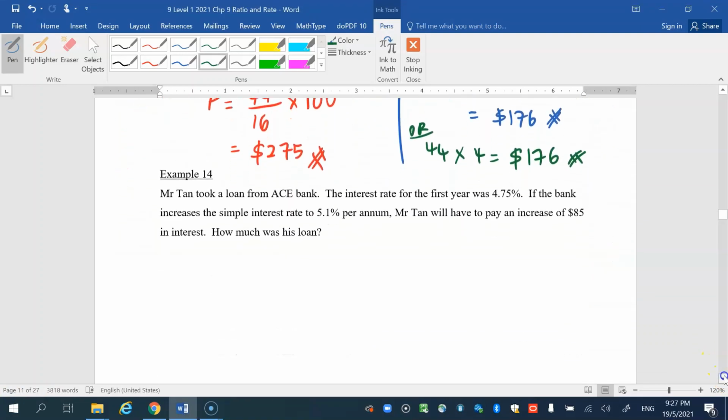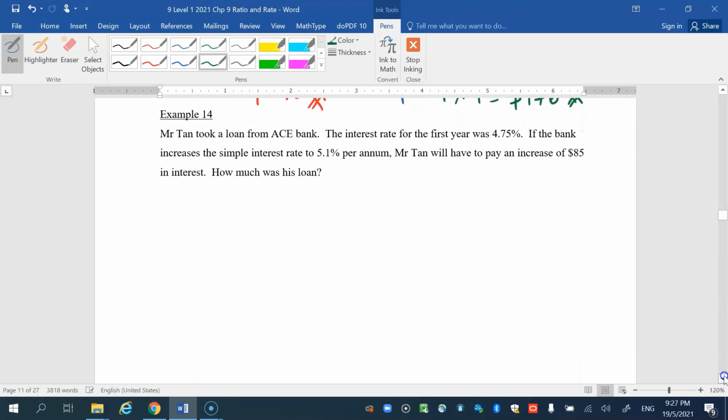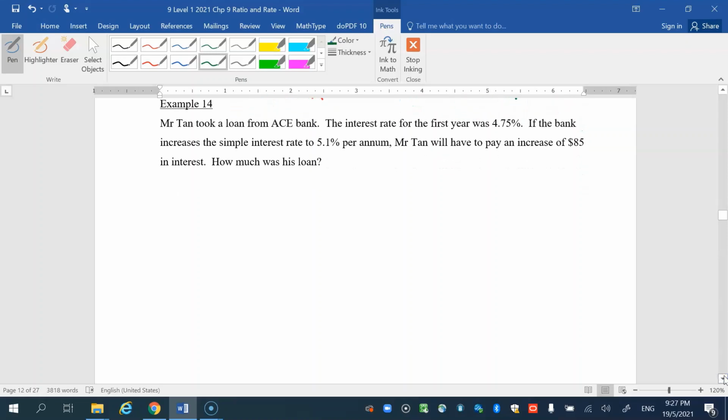Example 14 says, Mr. Tan took a loan from ACE Bank. The interest rate for the first year was 4.75%. If the bank increases the simple interest rate to 5.1% per annum, Mr. Tan will have to pay an increase of $85 in interest. How much was his loan? So this one is very simple.